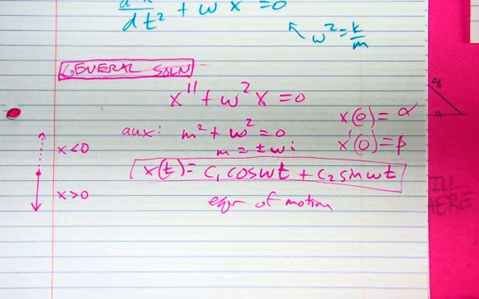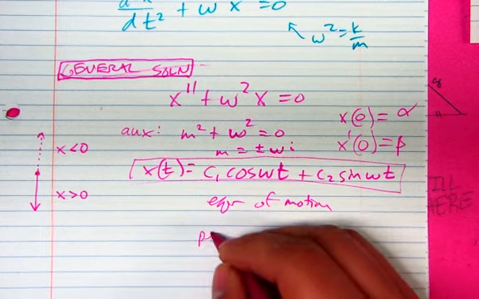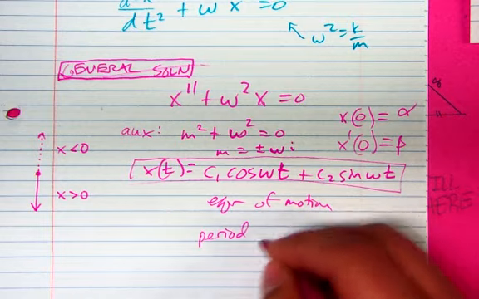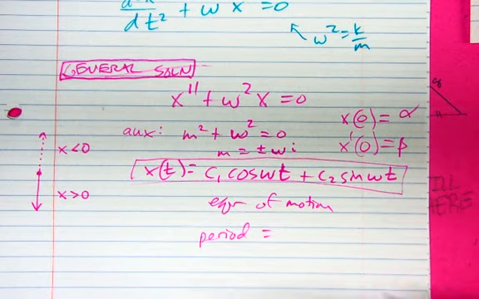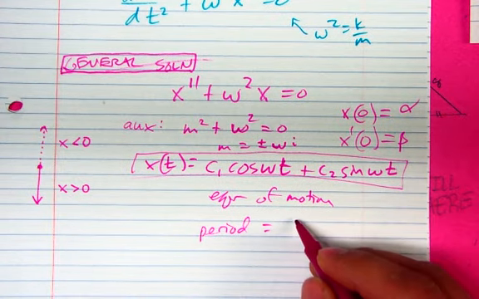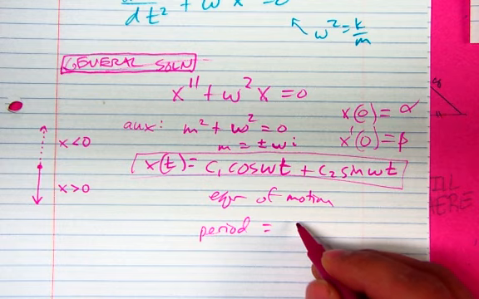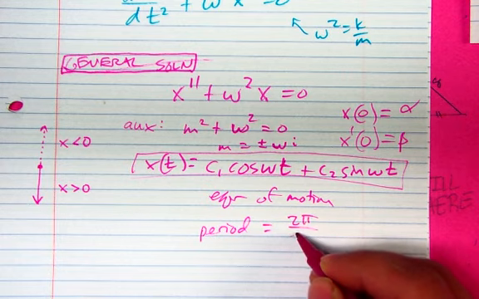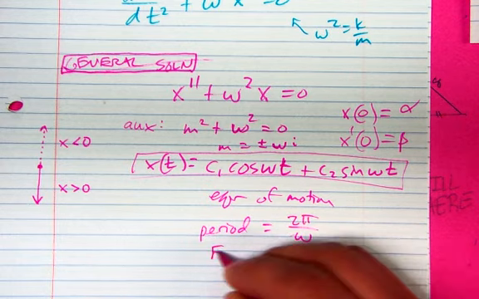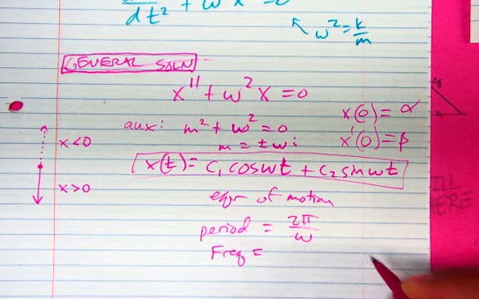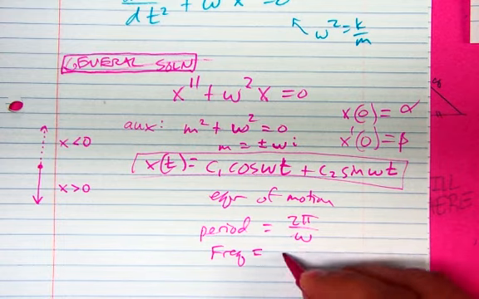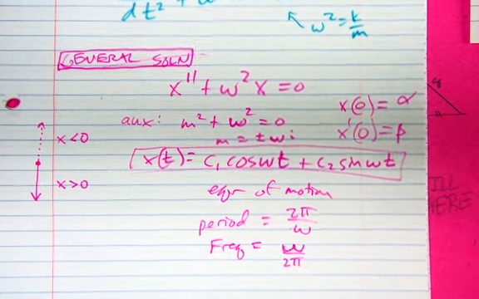Let's see, what else do we need? The period of motion would be what? Two pi over omega. Frequency? Yep, just the reciprocal.